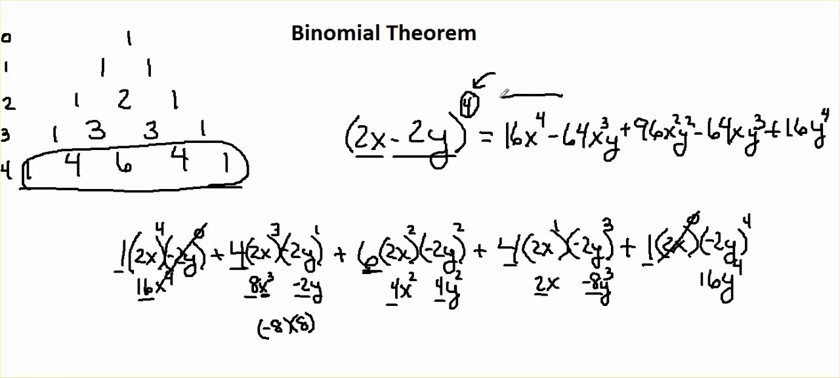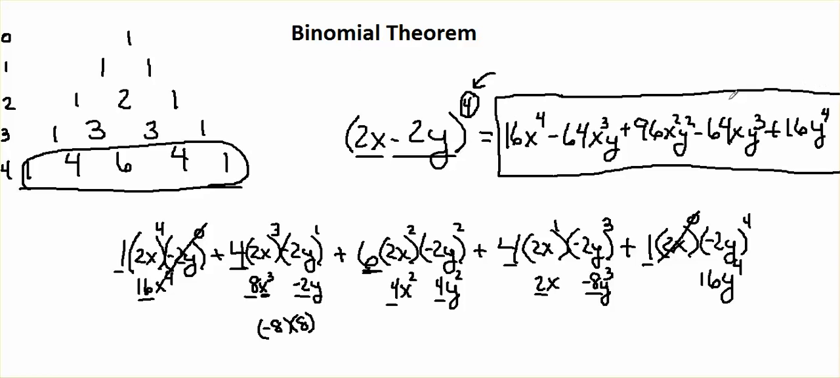So if you had done this long multiplication, multiplied this out the long way, 2x minus 2y multiplied by itself 4 times, you would have gotten this polynomial right here. There's your answer.